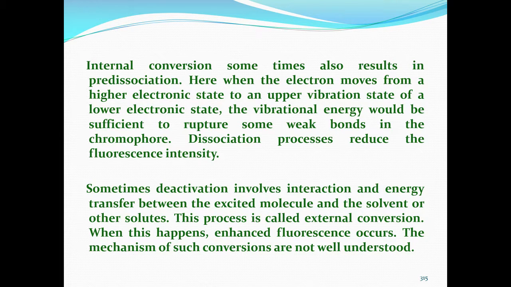So, here the electron moves from a higher electronic state to an upper vibrational state of a lower electronic state. That means we are talking of two electronic states, higher and lower, but different vibrational energies of the corresponding states. So, the vibrational energy would be quite sufficient to rupture some weak bonds in the chromophore. So, dissociation processes normally reduce the fluorescence intensity because part of the molecule is destroyed anyway. So, the concentration of the substance becomes very less. So, we do not want dissociation processes.